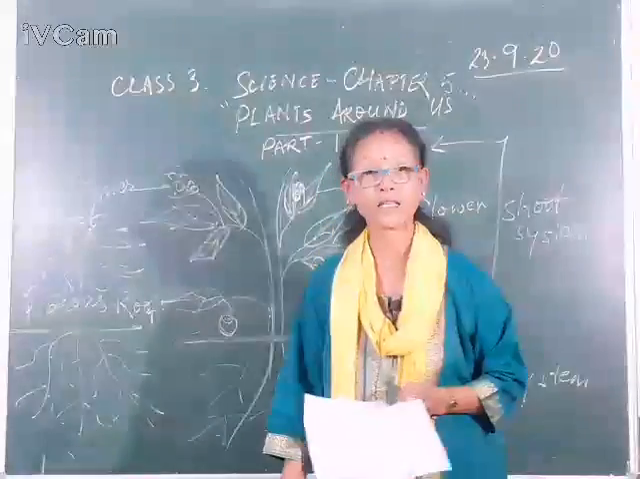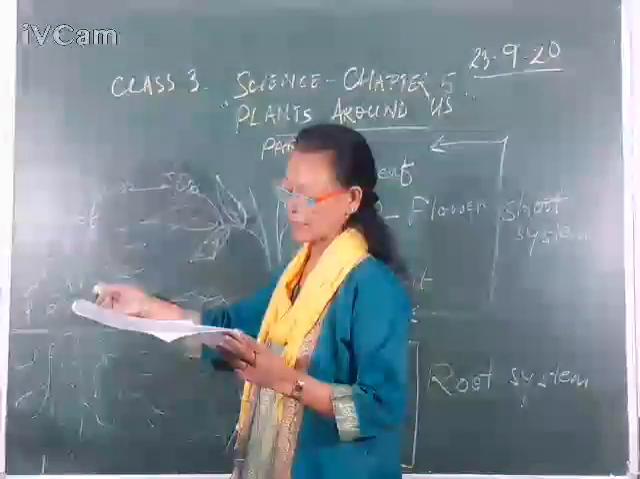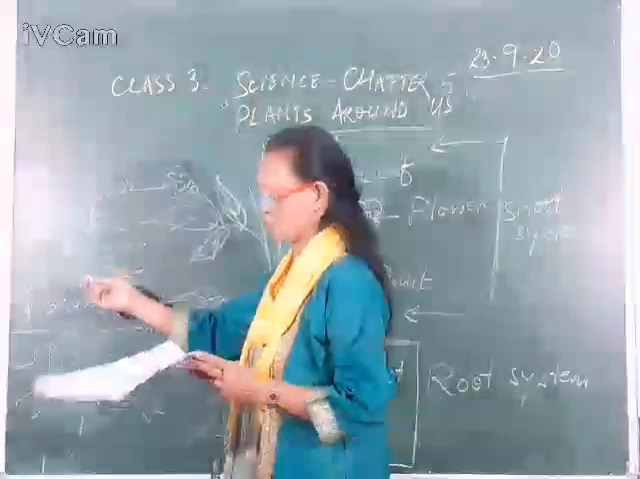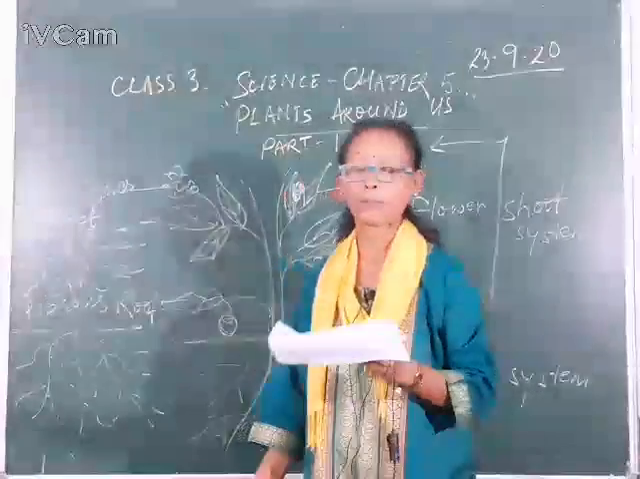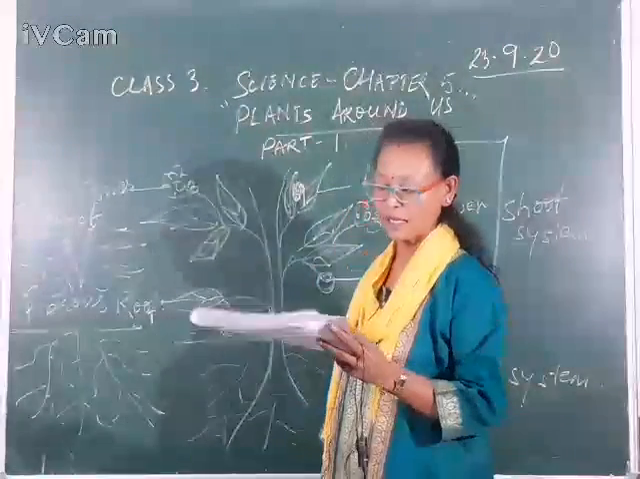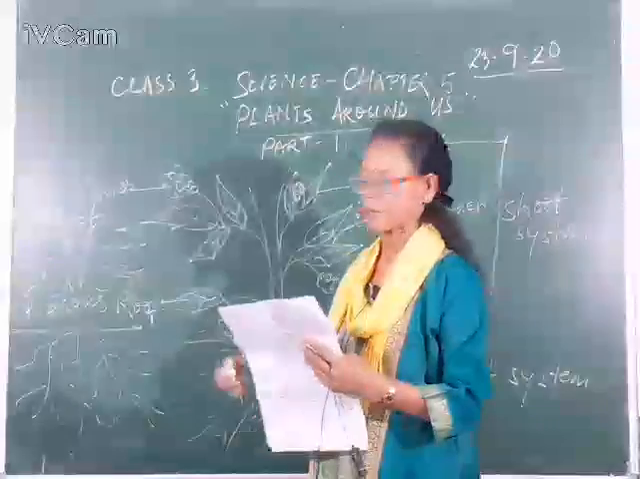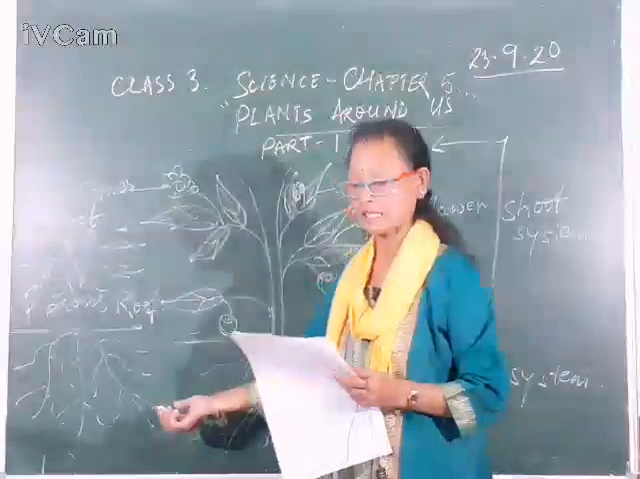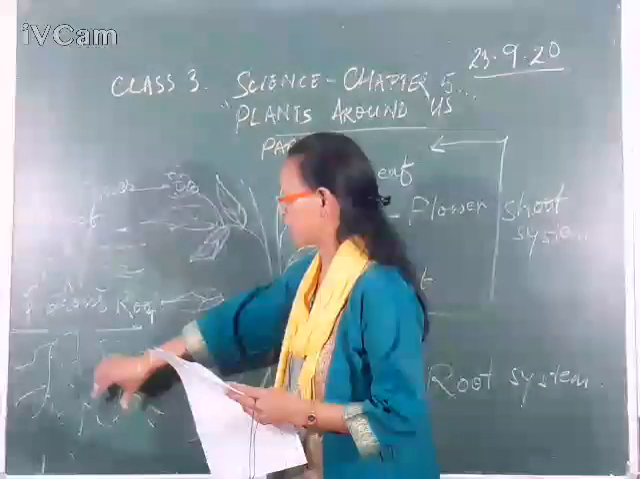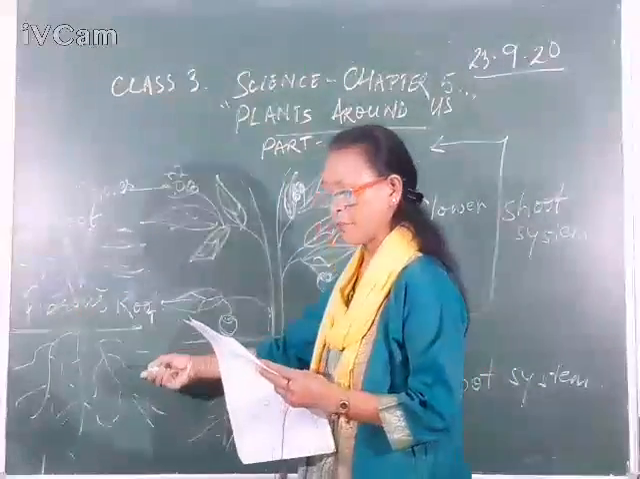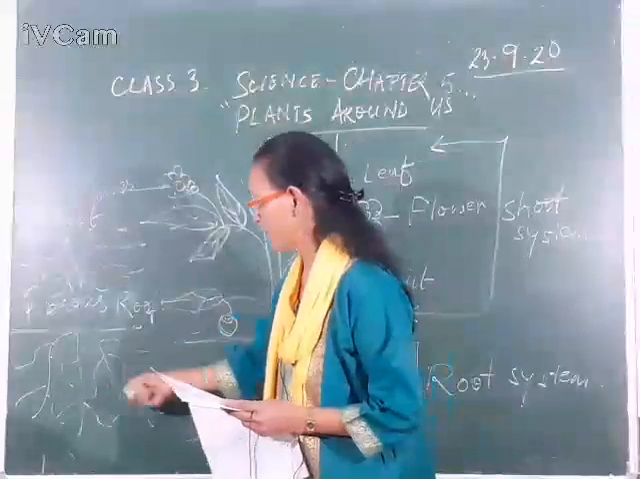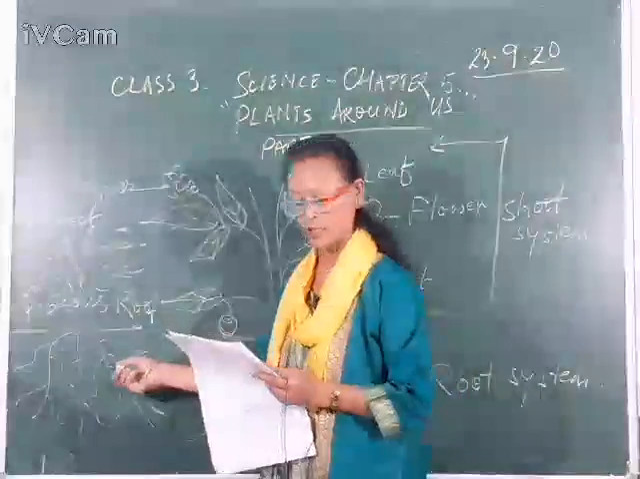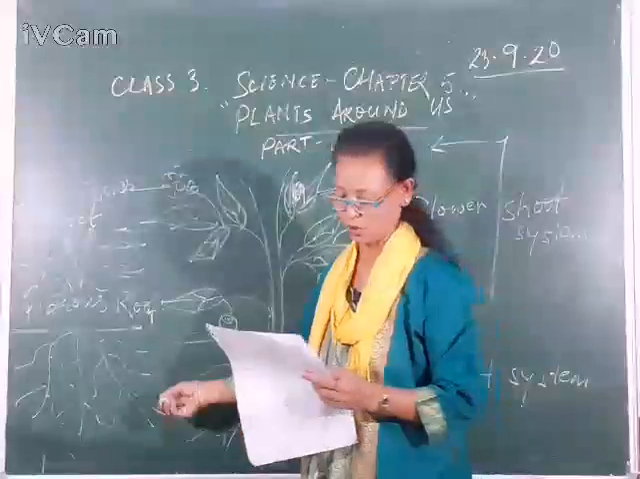Okay. So once again I repeat, a taproot is a thick root that grows from the base of the stem and it grows deep into the soil, and plants like pea, mustard and bean have taproots. Now fibrous root, I am repeating again, fibrous roots are a bunch of thin, branched and bushy roots. Do you see here? It looks bushy.